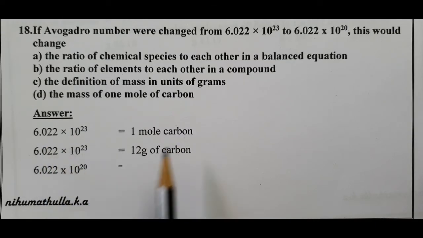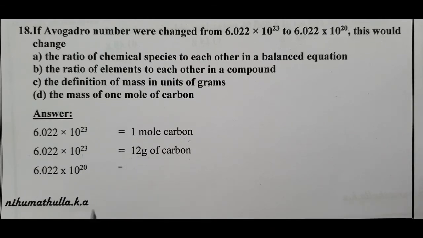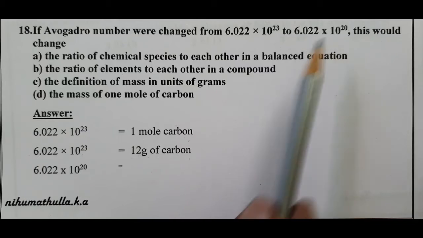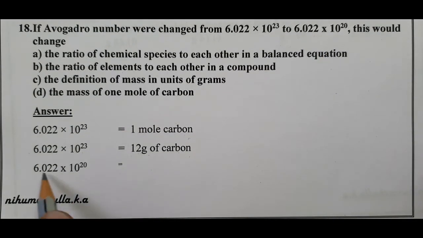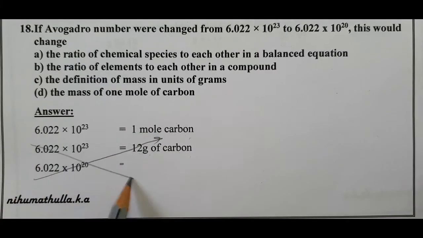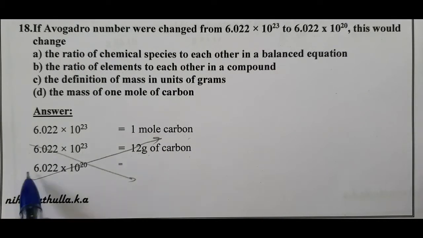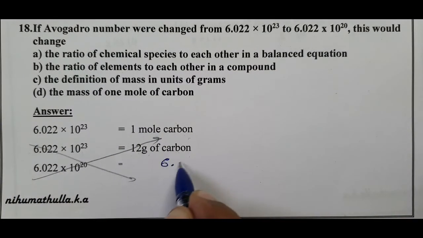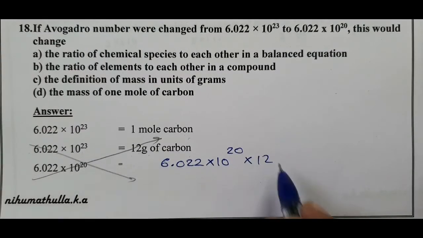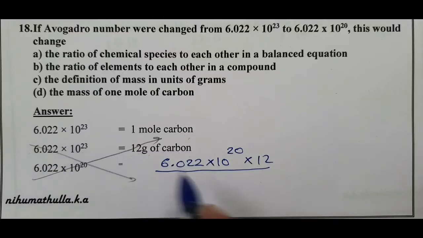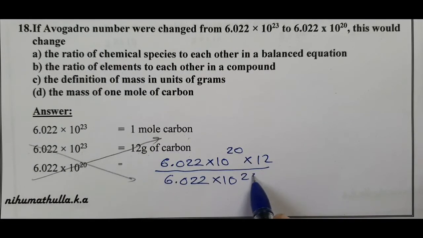6.022 into 10 power 23 molecules is 1 mole of carbon, which is nothing but 12 gram of carbon. The atomic mass of carbon is 12. Now, 6.022 into 10 power 20 molecules contain how many gram of carbon? When we cross multiply, we get 6.022 into 10 power 20 into 12 divided by Avogadro number 6.022 into 10 power 23.